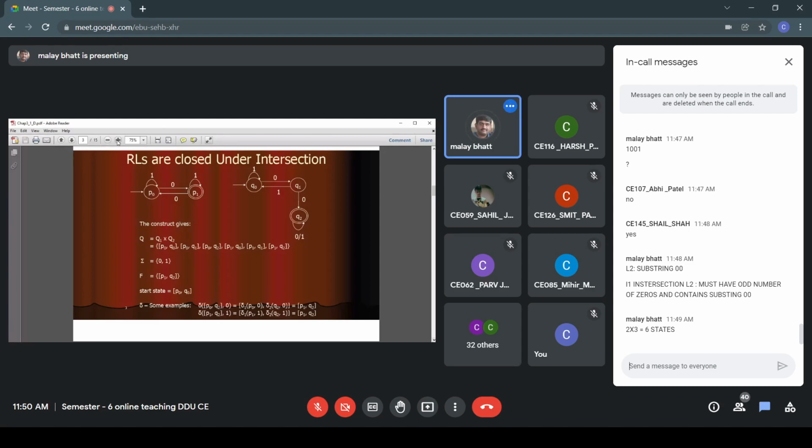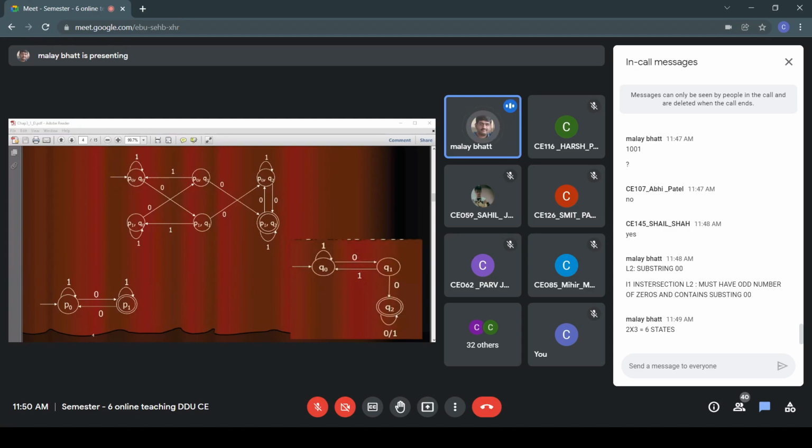Okay, are you getting this? Now we are generating the new automata. You can see in this new automata there are 6 states, all the combinations, 2 into 3. Yes, any query up to this? Are you getting this diagram?